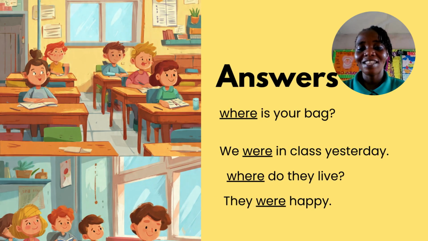Okay, now we can look at the answers together. Sentence number one: where is your bag? So the correct word is where and not were. We were in class yesterday, not we where in class. The correct word is not where, but were. And the third one is where do you live? The last one, they were happy.